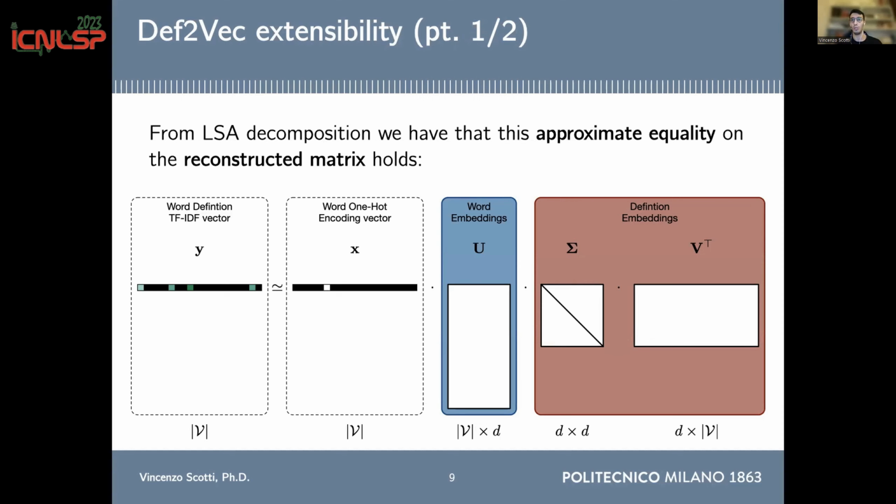It's an approximation because usually with the LSA decomposition, we truncate some of the information. And we have that the TF-IDF vector of a definition is approximately equal to what you can extract by multiplying the one-hot encoding of a word vector by the three matrices resulting from the LSA decomposition of the entire term definition matrix. And we have that the first of these three matrices is our word embedding matrix. So basically we are fetching the embedding with the first multiplication between the one-hot vector and the matrix U. And the rest is what we call the definition embeddings. So it's another piece of the original term definition matrix that we can use in a different way.